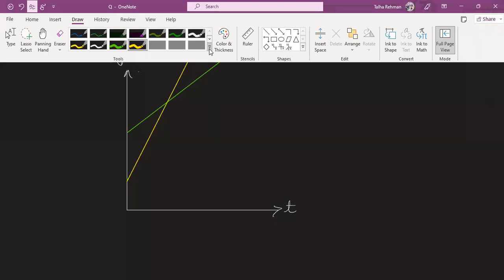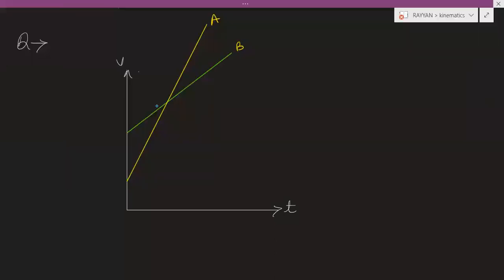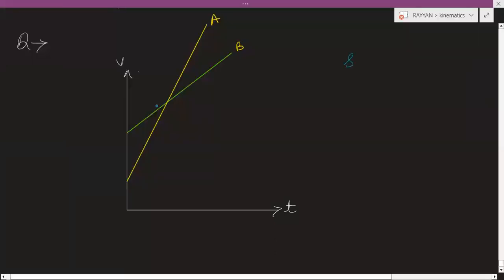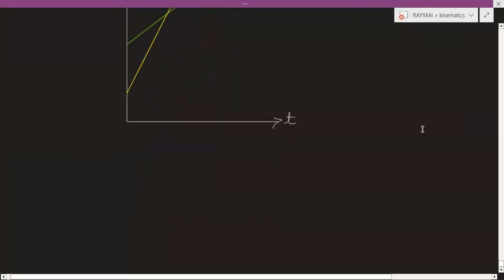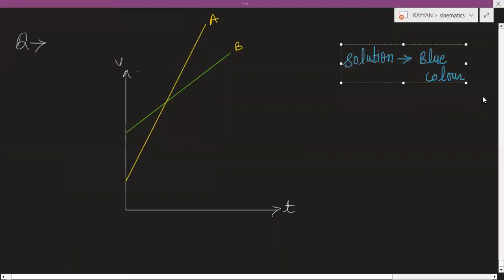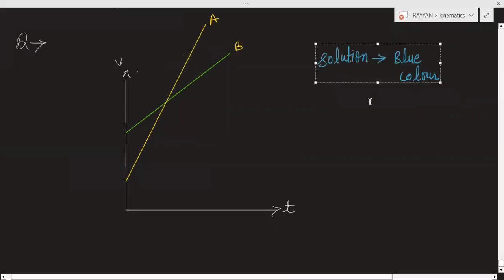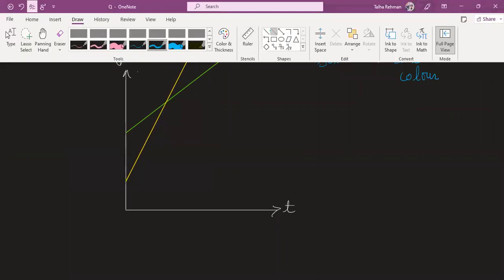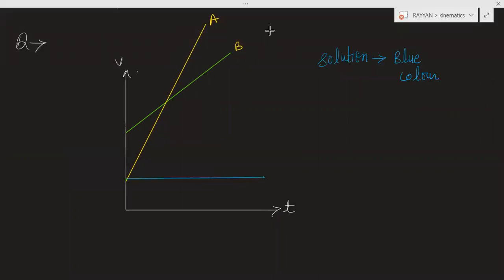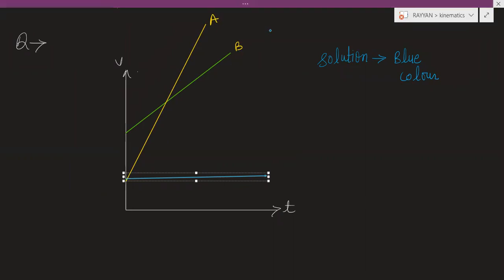I am taking the solution in blue color, so that you do not get confused. Solution is in blue color. All the things I will write will be part of the solution. So what we will do, we will just see the angle with the x-axis of both the graphs.